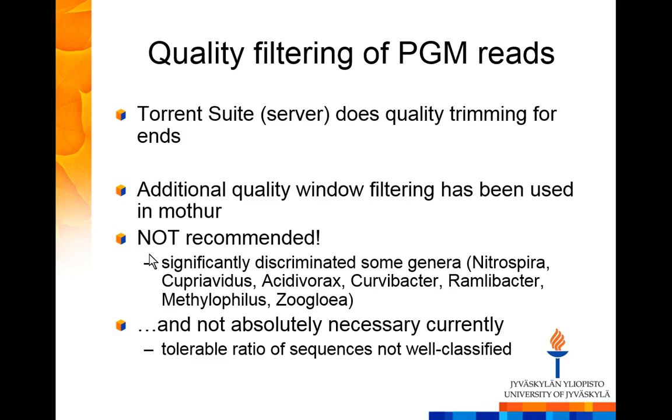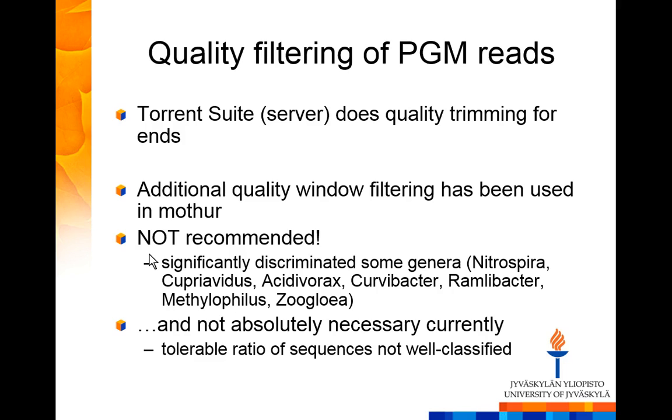And I found, and you will find, publications that have used this quality window filtering in mothur for MiSeq data. Several publications used a quality window of 10 base pairs and a minimum average quality of maybe 25 or so. Yes, you can do that. You get better quality sequences, but you will also introduce systematic bias.